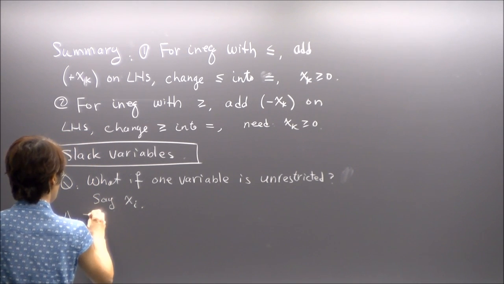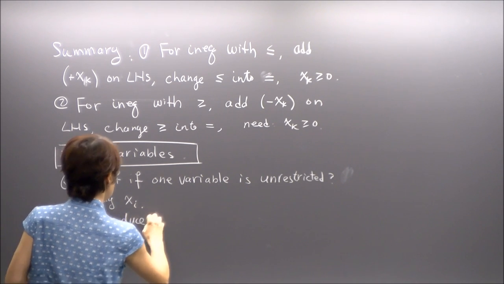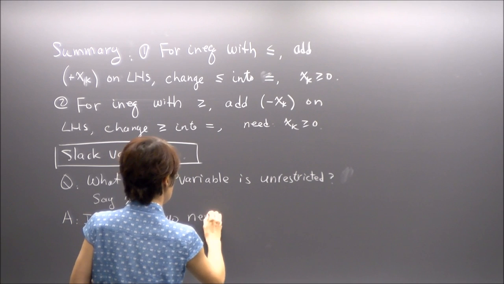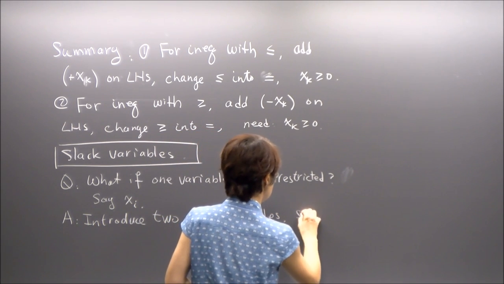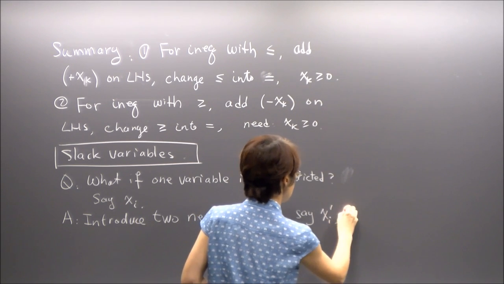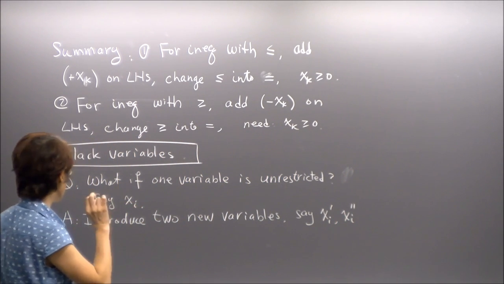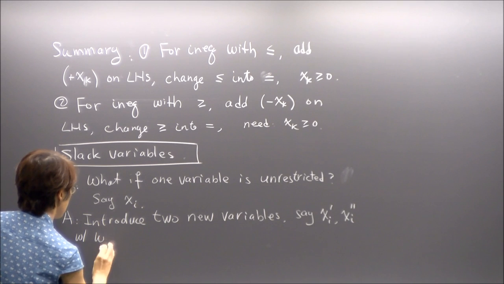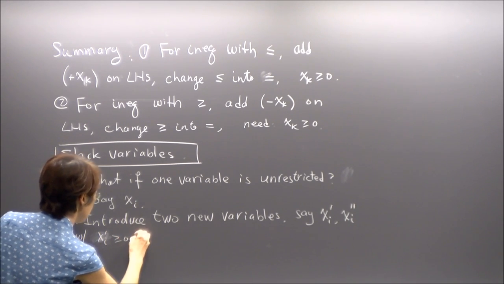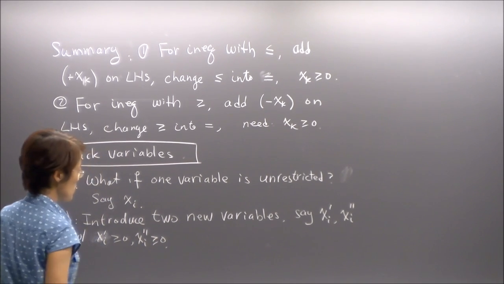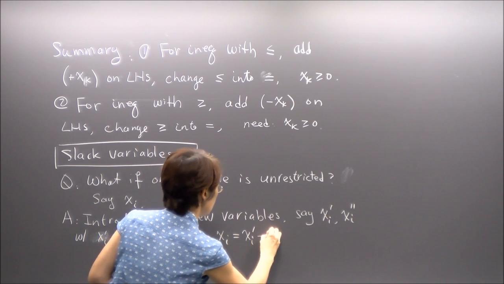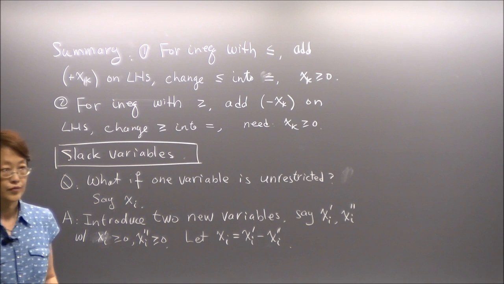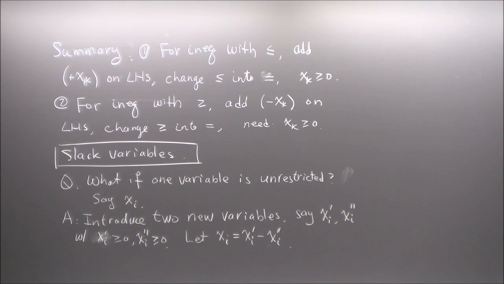What do we do? Introduce two new variables, say xi prime, xi double prime. So I need two to handle one. Okay, they are both non-negative, so xi prime is bigger than or equal to zero, xi double prime is bigger than or equal to zero. And then we would let xi be the difference between these two. Then I have all the variables that are non-negative in my problem, and it would take the standard form.